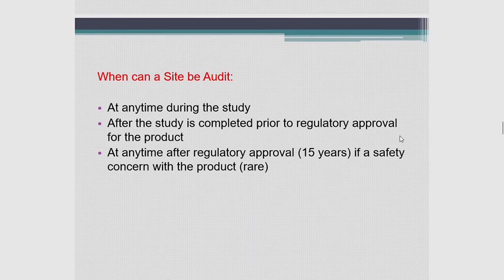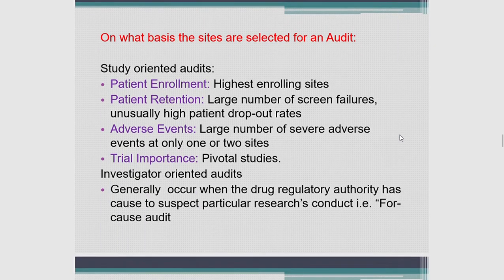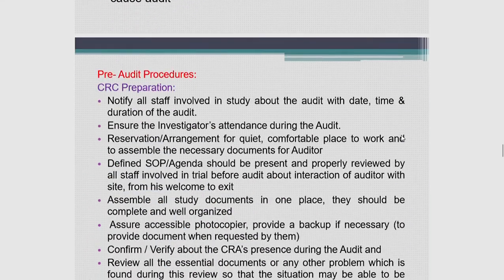When can a site be audited? At any time during the study, after the study is complete, prior to regulatory approval for the product, at any time after regulatory approval if there is a safety concern with the product. On what basis are sites selected for an audit? Study-oriented audits: patient enrollment, patient retention, adverse events, trial importance.